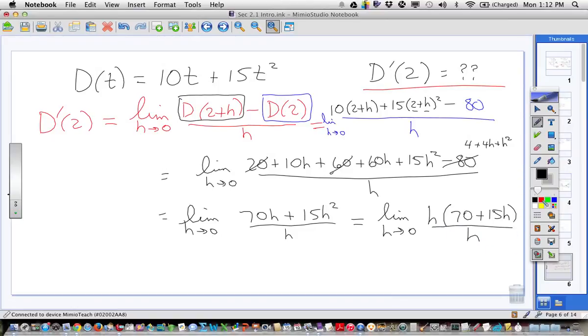And that means what? So now the h is canceled, and we get limit as h approaches 0 of 70 plus 15h. Then what? Say that again.